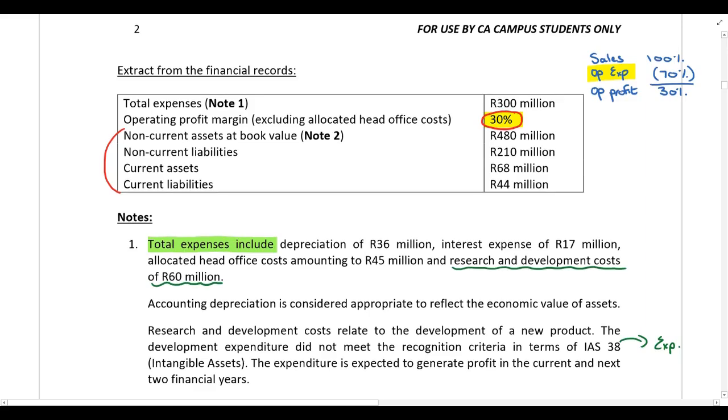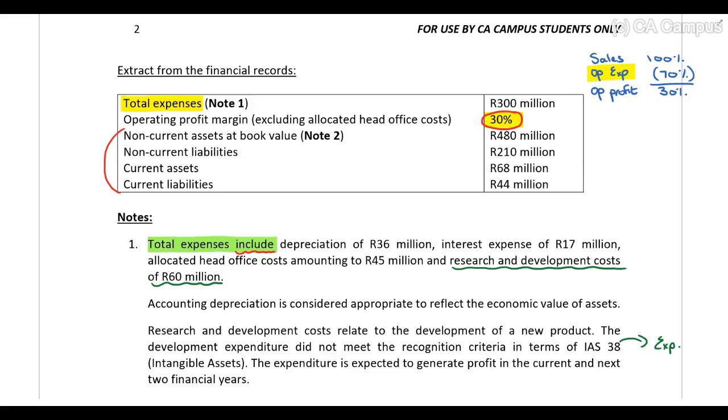We haven't been given operating expenses. Instead, we've been given total expenses. But in note 1, you have been told what those total expenses include. So we need to exclude any expenses that are not operating in nature, because we only want operating expenses. Let's go through what these expenses include. They include depreciation of 36 million rand. That's fine. Depreciation is an operating expense, so we don't need to exclude that.